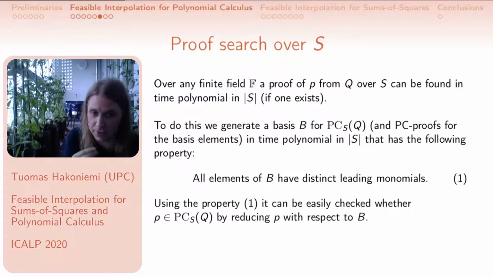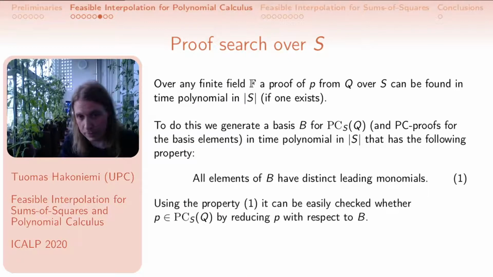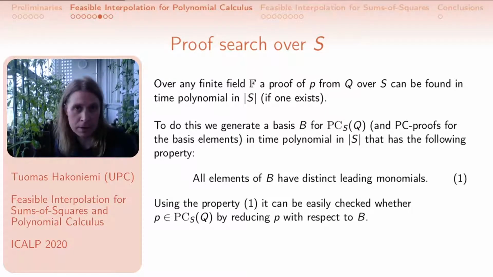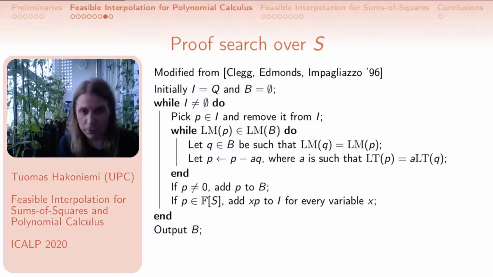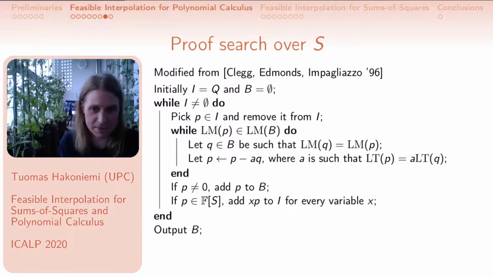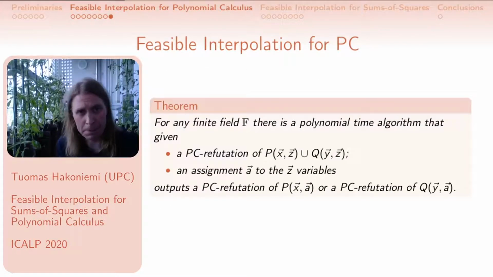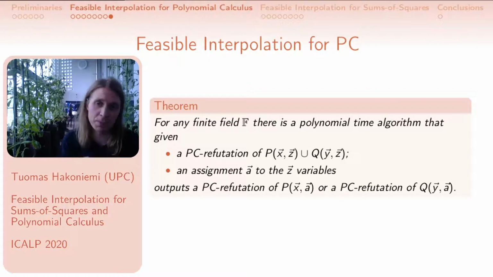Using this property, it is very easy to check whether some polynomial P is provable from Q over S, simply by reducing P with respect to B. Okay, so on this slide we have the pseudocode for the algorithm to generate the basis. One can pause the video and convince yourself that this is correct. As a consequence, for the feasible disjunction property and the polynomial proof search, we get the feasible interpolation for polynomial calculus as stated.